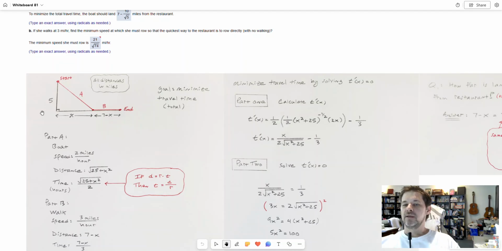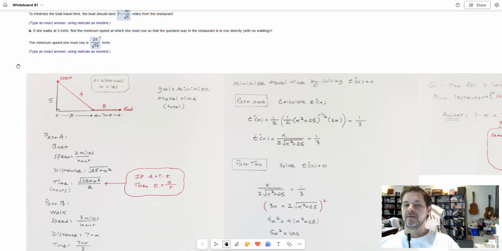And the goal is, where along the shore, so this horizontal line right there is the shoreline, should I land so that I minimize my travel time? That seems kind of weird, but if I'm going to go from here to the shore and then walk the rest of the way, and I row at one speed and walk at another, then there might be an exact point where you land along the shore that minimizes the total travel time. So that's the scenario.